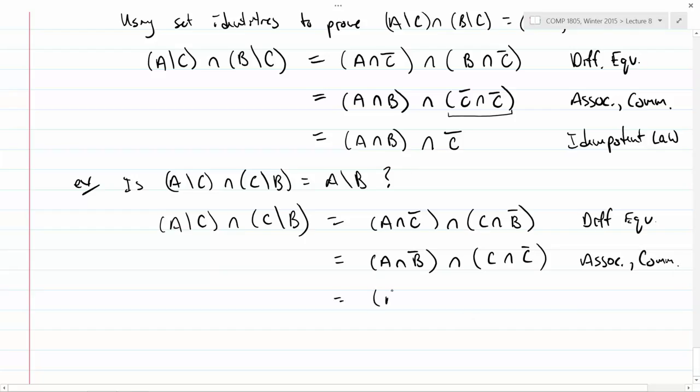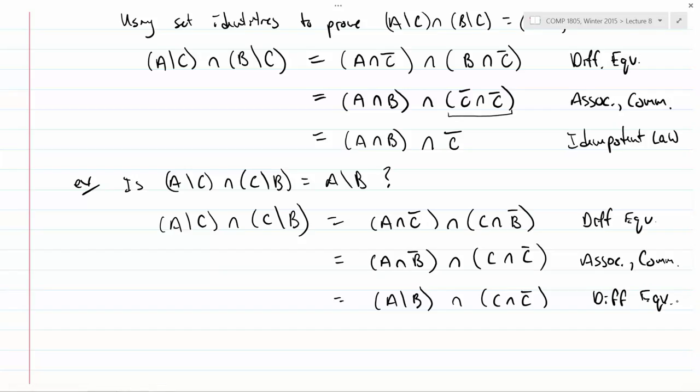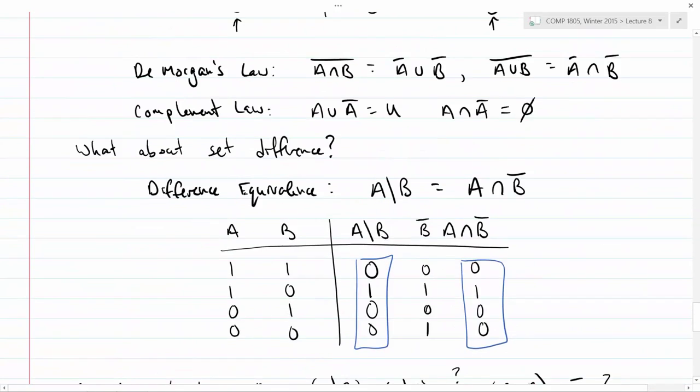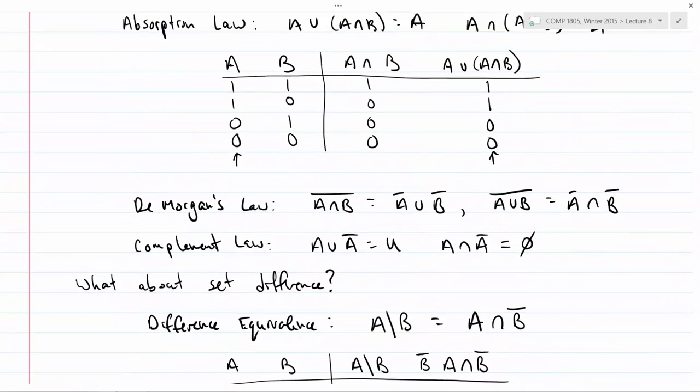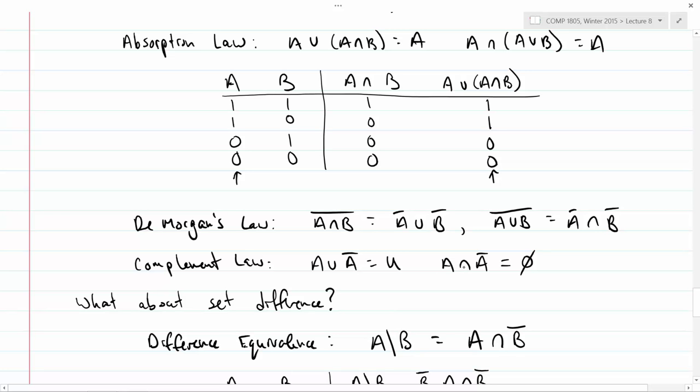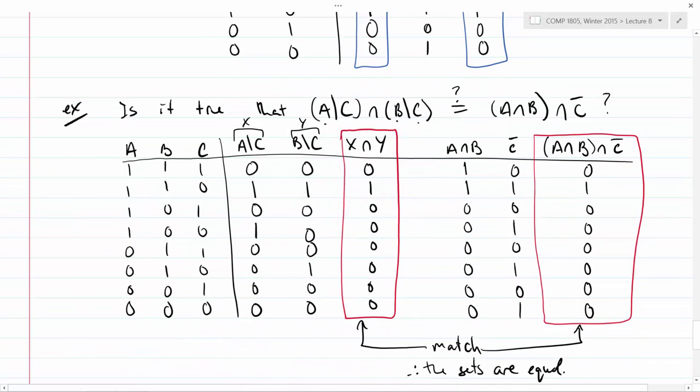All right, so now I have A intersect B complement, which I'll write as A minus B, which is great. That's by difference equivalence in the other direction. But the problem is I have this C intersect C complement. So the intersection of a set with its complement, that feels like it's going to be the empty set. So we go back up to our list. And indeed, we have, where did it go? Down here. A set intersected with its complement is the empty set.